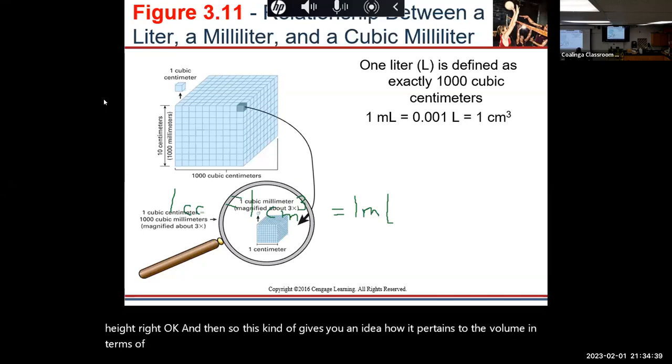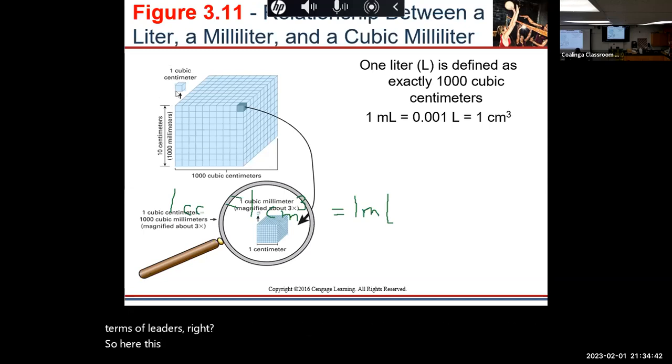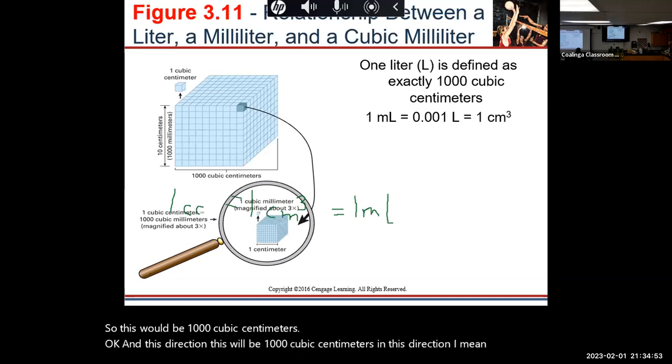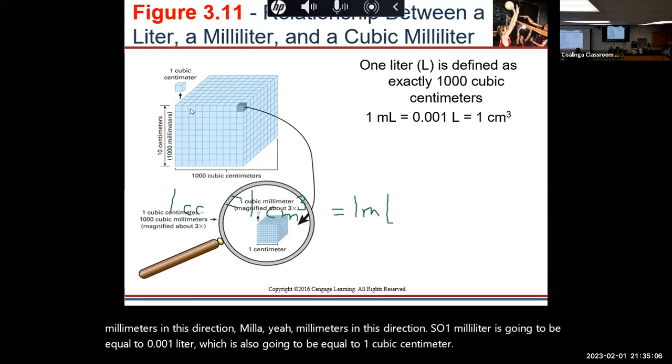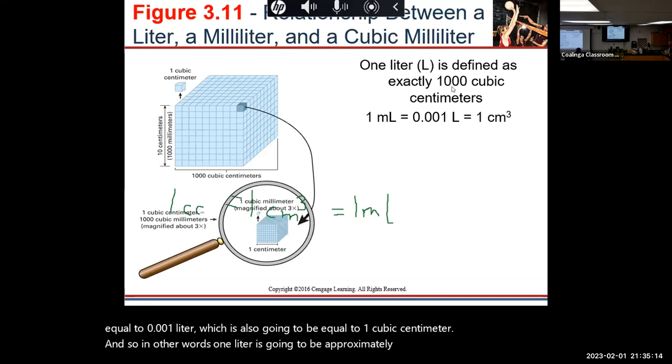liters, right? So here, this represents one cubic centimeter. So this would be 1,000 cubic centimeters. Okay, in this direction, this would be 1,000 cubic centimeters in this direction. I mean, 1,000 cubic millimeters in this direction. So 1 milliliter is going to be equal to 0.001 liter, which is also going to be equal to 1 cubic centimeter. So in other words, 1 liter is going to be approximately 1,000 cubic centimeters. It's going to be 1,000 cubic centimeters.